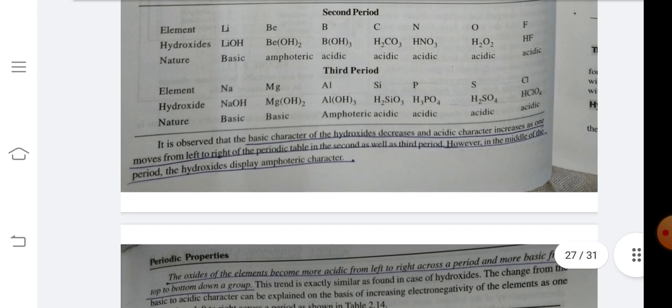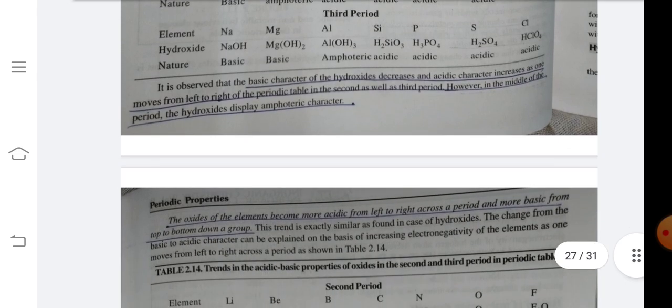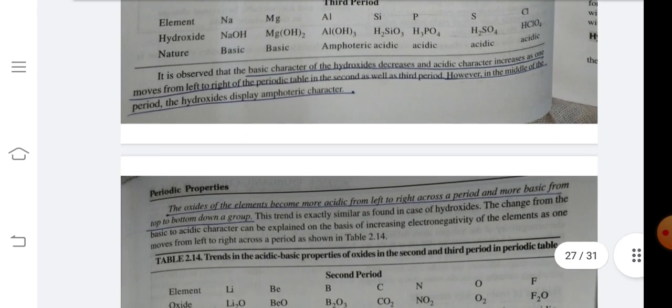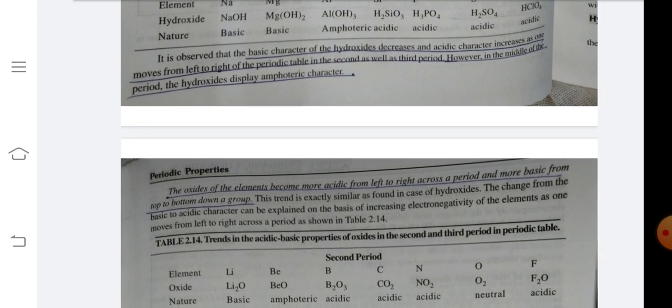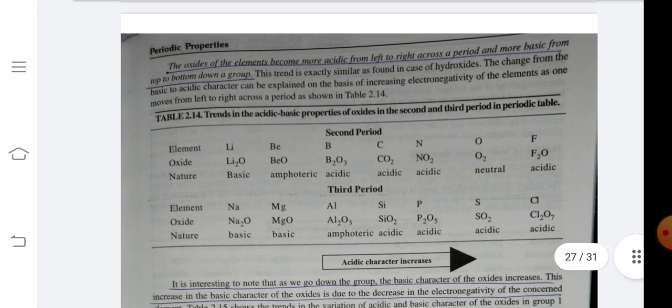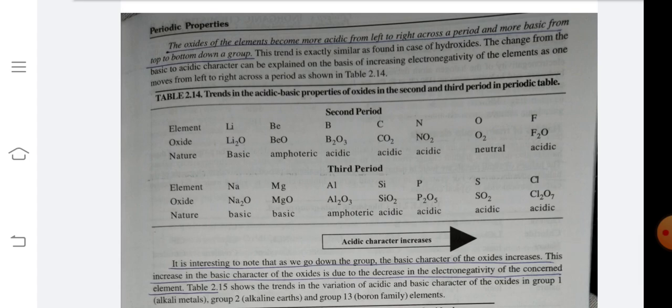It is observed that the basic character of the hydroxides decreases and the acidic character increases as one moves from left to right of the periodic table in the second as well as the third period. However, in the middle of the period, the hydroxides display amphoteric character. The oxides of the elements become more acidic from left to right across a period and more basic from top to bottom down a group. This trend is exactly similar to that found in the case of hydroxides.